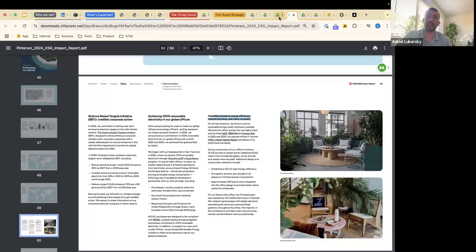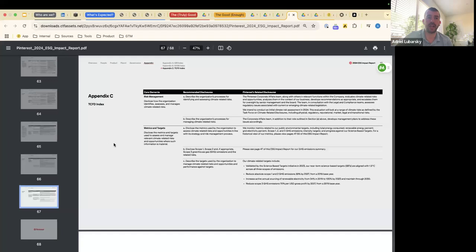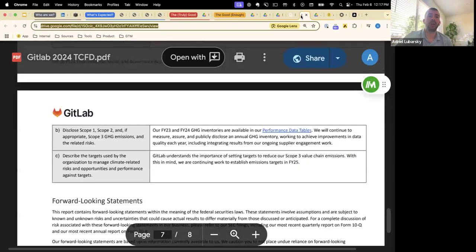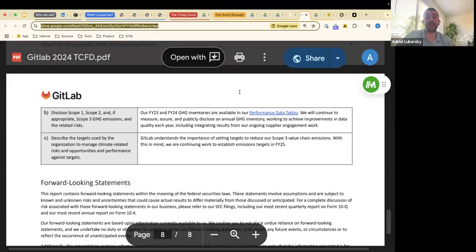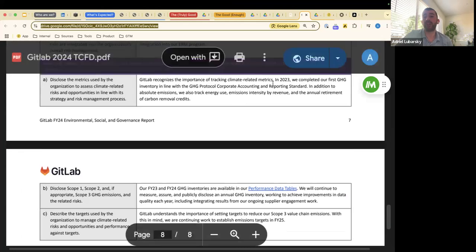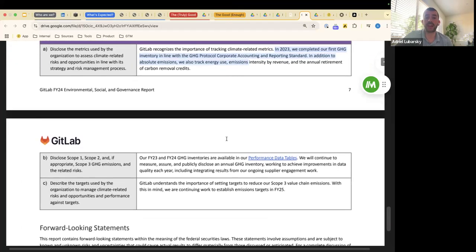If your investors have a problem with it, they will share that problem. But this is how Pinterest did it: they balance between the TCFD appendix somewhere back here and other parts of the report somewhere up here. Another example is GitLab, and I'm pointing out the GitLab one because this is just very simple. They recognize the importance. They said that they completed their very first GHG inventory and some of the other things that they track. They pointed you to where to disclose this.